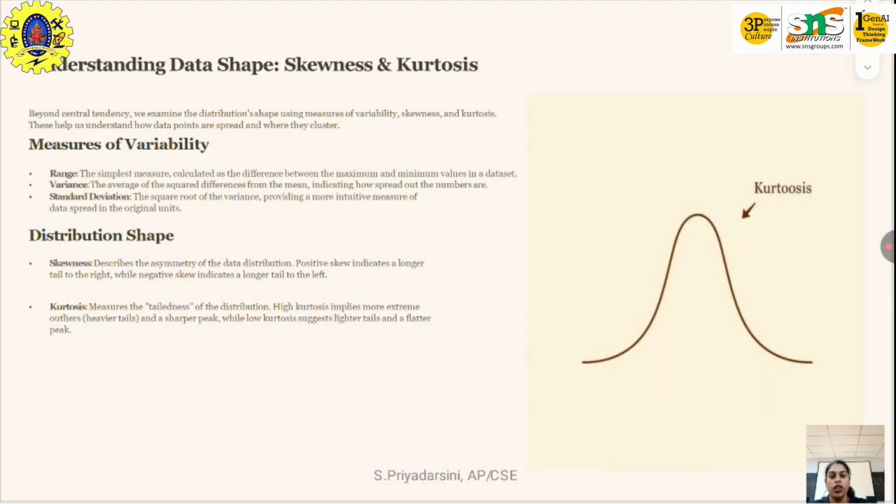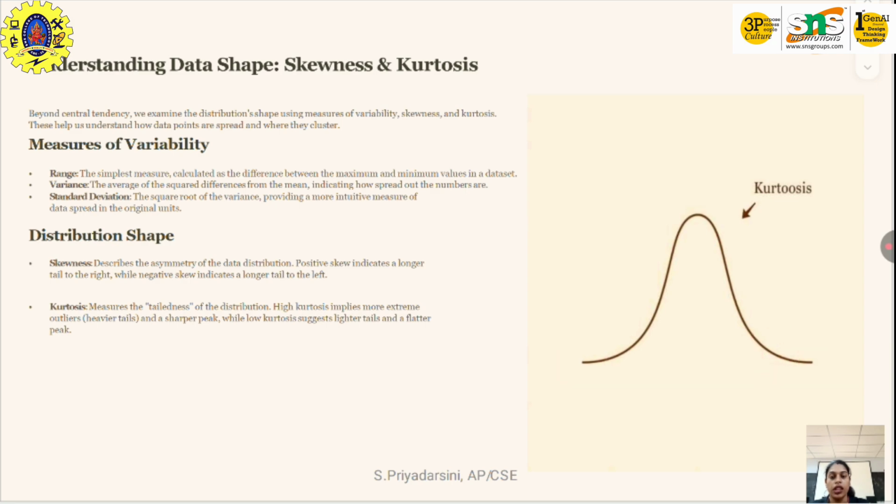Next, we will see about skewness and kurtosis. Beyond average, it is also important to understand the shape of the data distribution. The range of the distribution is the difference between the maximum value and the minimum value. Variance and standard deviation tell us how much the data is spread around the mean. Skewness shows the asymmetry. Positively skewed data has a long tail on the right, while negatively skewed data has a long tail on the left. According to this, we can identify whether it is positively or negatively skewed.